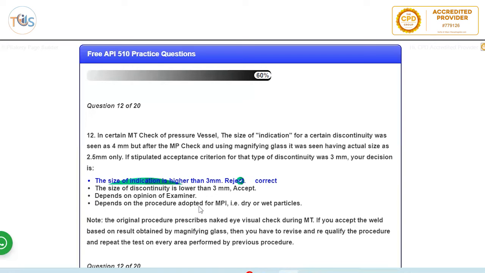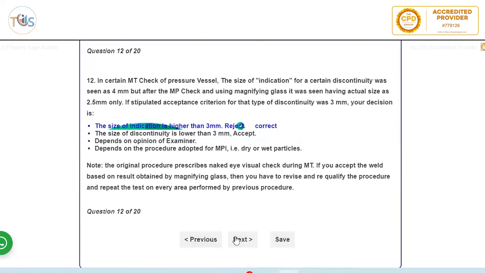If it says naked eye and you have measured it to be 4 millimeter, then it's rejectable. Now, if you've used a magnifying glass and you found out, yeah, it's below the acceptance criteria, the maximum, then you cannot accept it because you cannot change the essential parameter, okay? Unless you requalify and work to another procedure. So you should always work by the book.